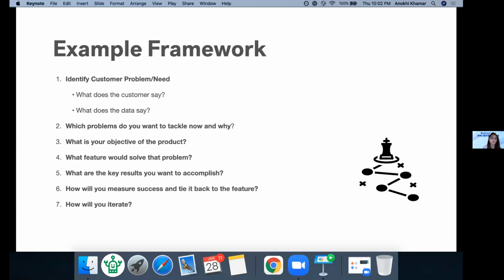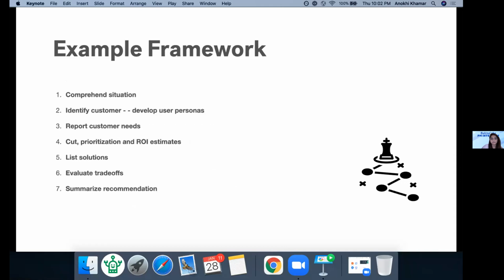And then how exactly you're going to iterate and measure that success. So you want to make sure that you tie it back to the feature, which ties back to the objective, which ties back to the problem statement. And if you're able to communicate this in a very succinct and clear manner, it's usually a win-win strategy on the answer side.